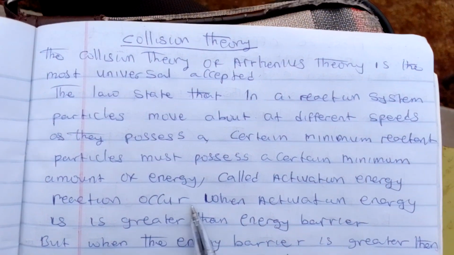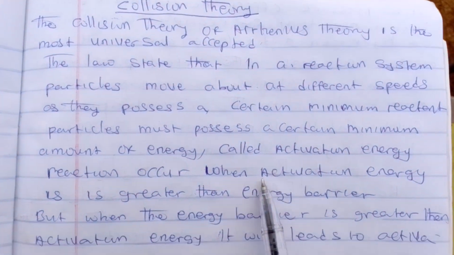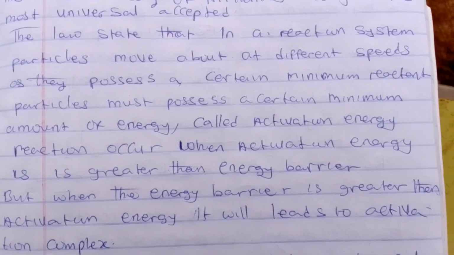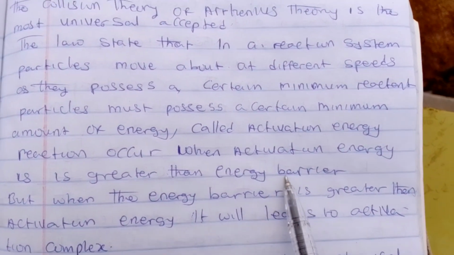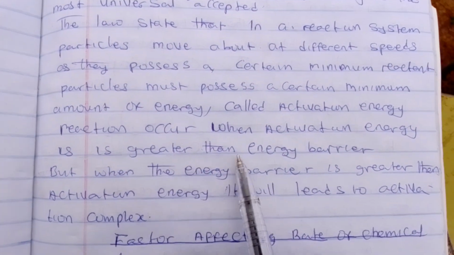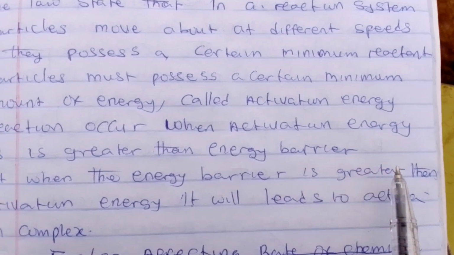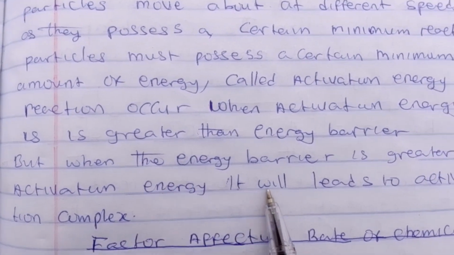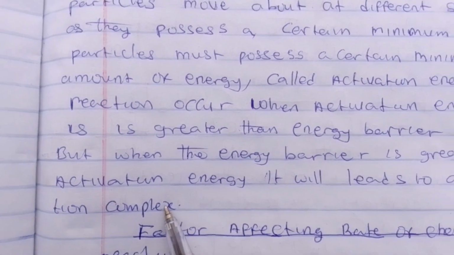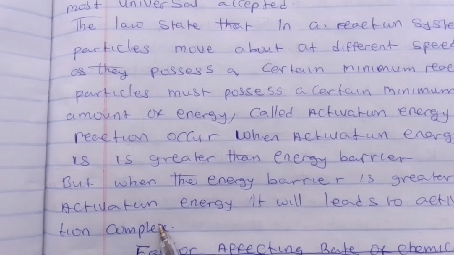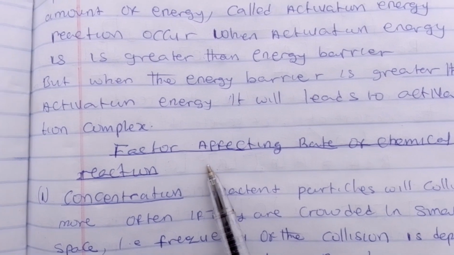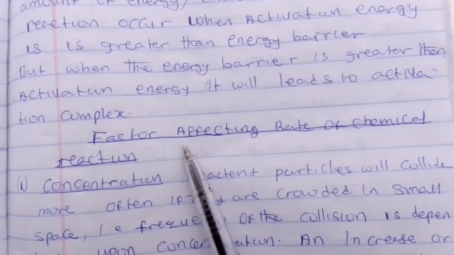Now, a reaction occurs when the activation energy is greater than the energy barrier. It means the activation energy must be greater than the energy barrier for the reaction to occur. But when the energy barrier is greater than the activation energy, it will lead to an activation complex. So that is the meaning of collision theory.